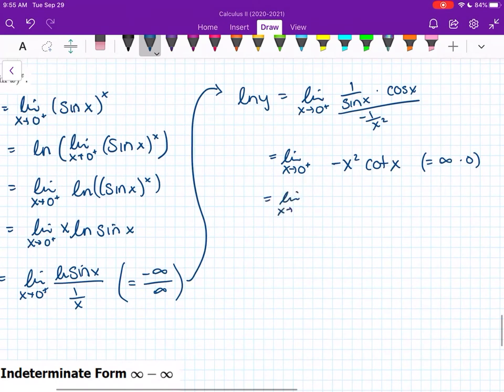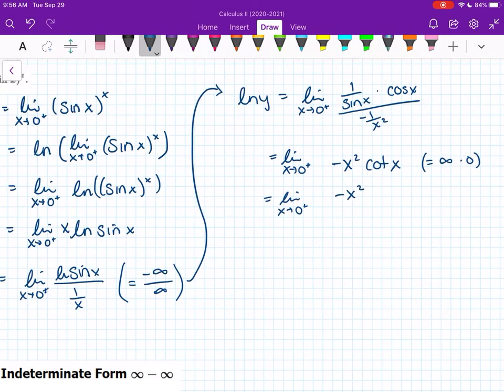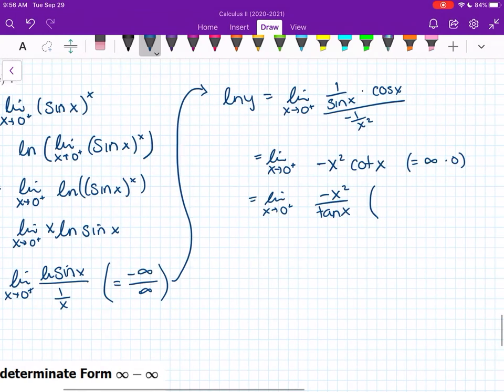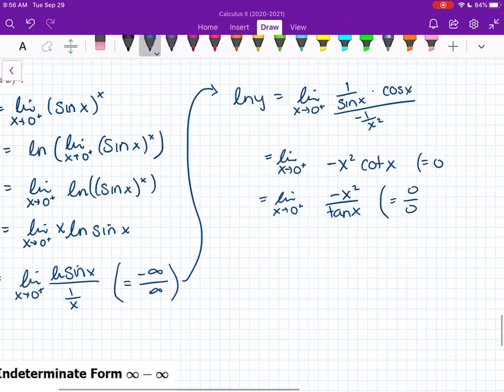So let's rewrite this using our trig identities. So I get negative x squared is going to stay in the numerator, and I'm going to write it as tangent of x in the denominator. And now I can see that I will get 0 over 0. Oh, sorry, I wrote that backwards in the previous one. It should be 0 times infinity. Okay, so now I have 0 over 0, which is an indeterminate form where I'm allowed to use L'Hopital's rule.